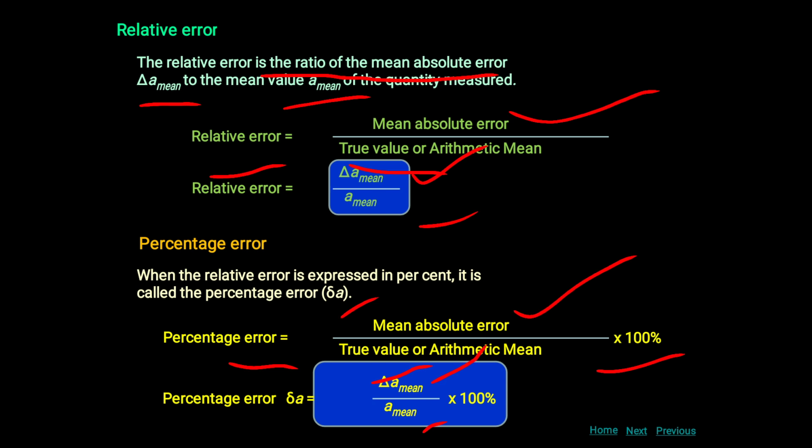Up to this we will stop here. In the next lecture we will discuss the different types of error, different combinations of error, and dimensions, and how to find the dimension of a standard quantity.